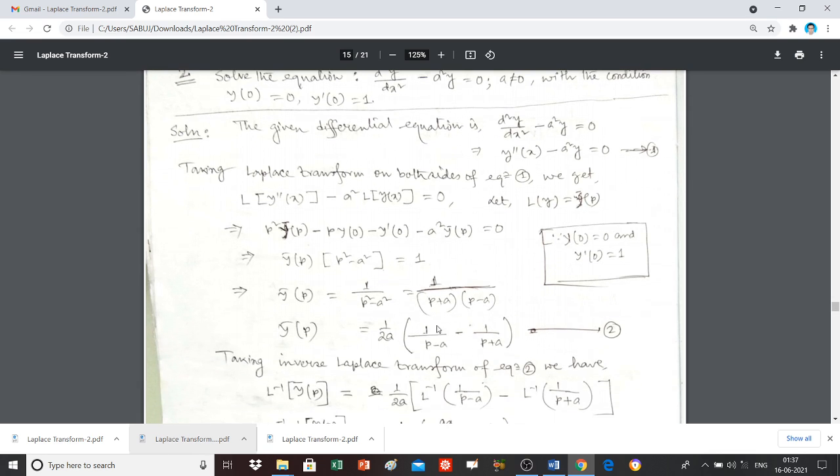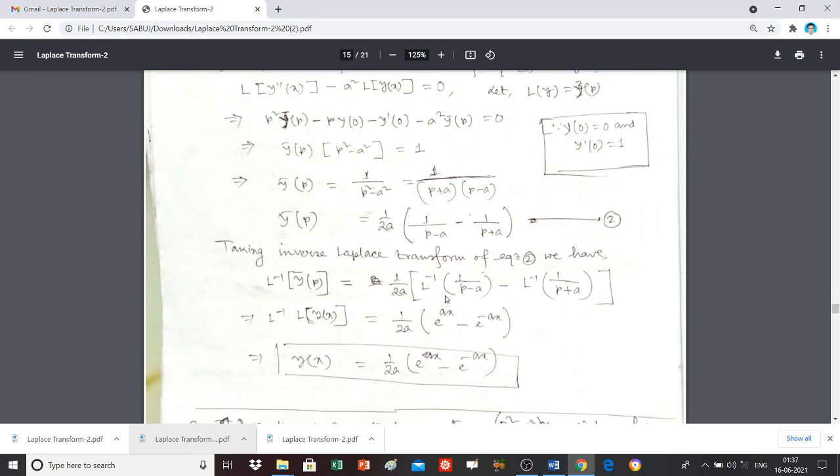So you can also write this as 1 by 2a into (1 by (p minus a) minus 1 by (p plus a)). Just simplify this, and this will provide you with this result. Okay, you can check it.